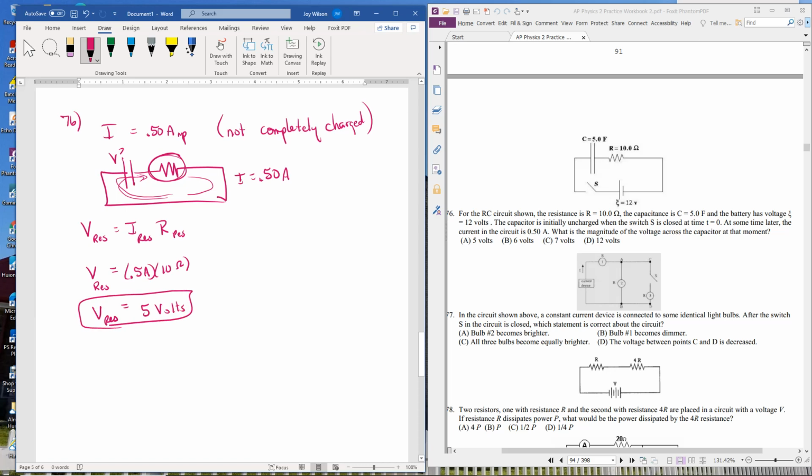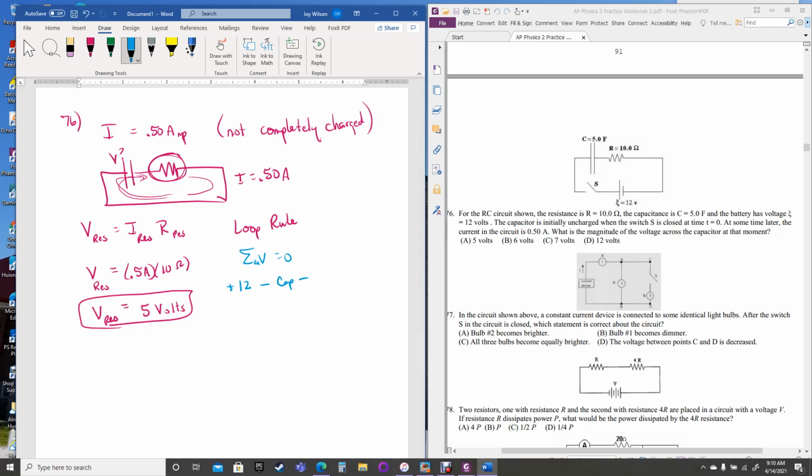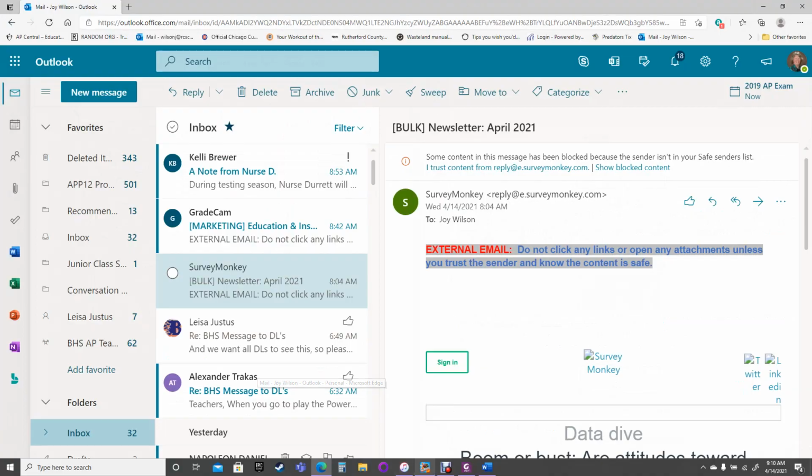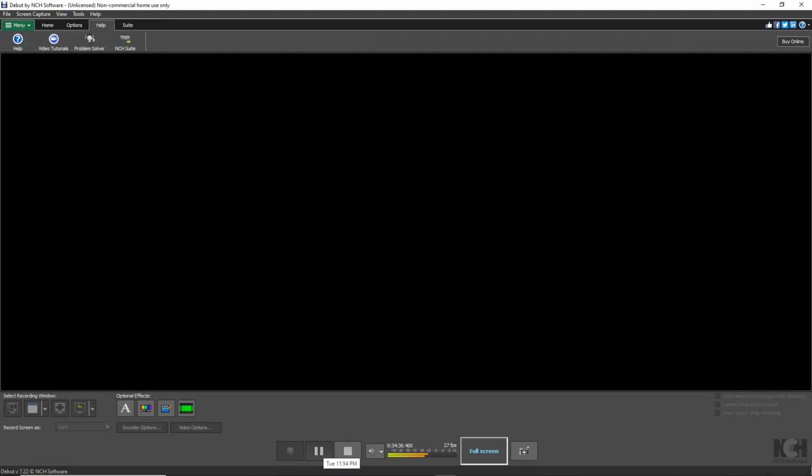So by the loop rule, let me pull that one again, the loop rule says if you go in a circle, the sum of the voltages in a loop equals 0. So we gain 12, we lose something on the capacitor, we lose something on the capacitor, and then, hang on just a second, folks.